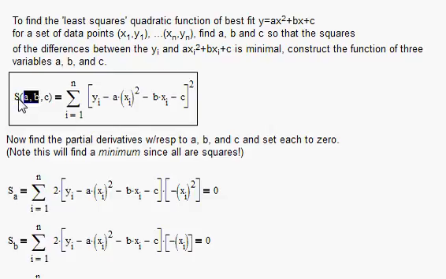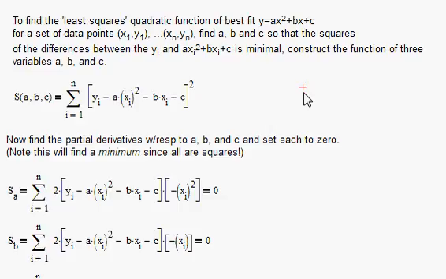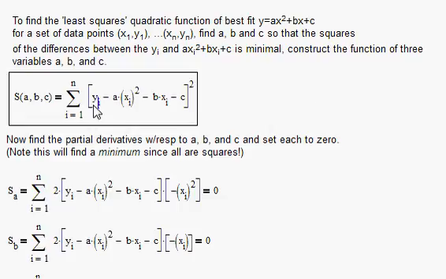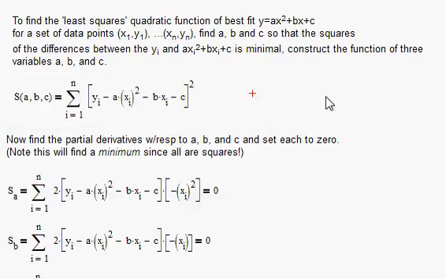The function S with variables a, b, and c that describe the differences would be, for each of the i from 1 to n, y sub i minus the quadratic function of best fit, a x i squared plus b x i plus c, all that squared, because we want the squared differences, keeping in mind that if you just add up the differences, you always get 0 if it passes through the centroid. So we need to add up the squares of the differences and then minimize that.